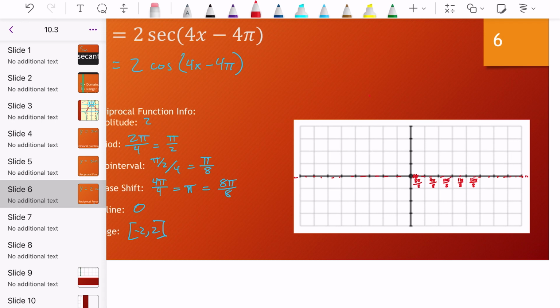We are working with cosine, and since our midline is on the 0, we're going to go ahead and mark off our maximum, which is 2, and our minimum, which is -2. Because we're working with a positive equation, we would start off at our maximum, which would be 2 for the 8 pi over 8. We would drop down for 9 pi over 8 to the midline. Our minimum for 10 pi over 8, back to the midline, and back up to the maximum.